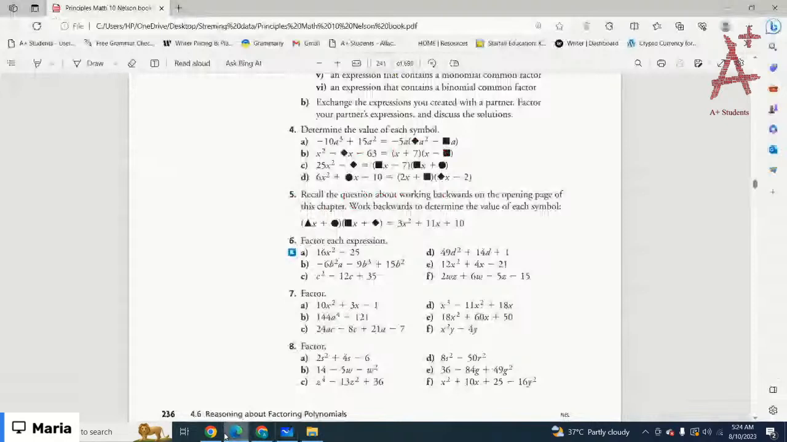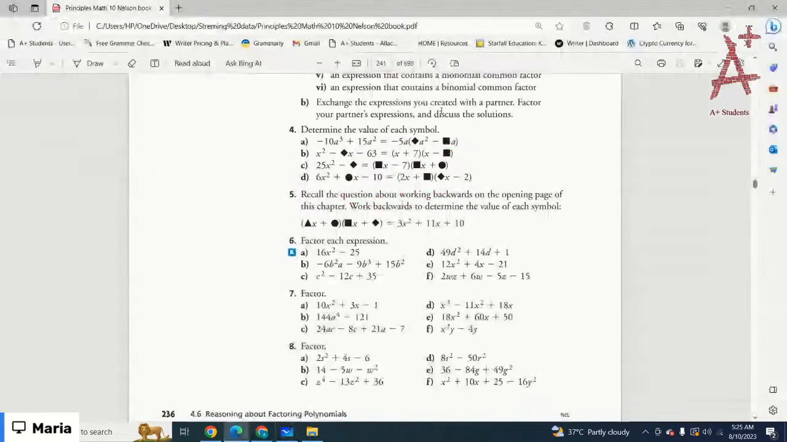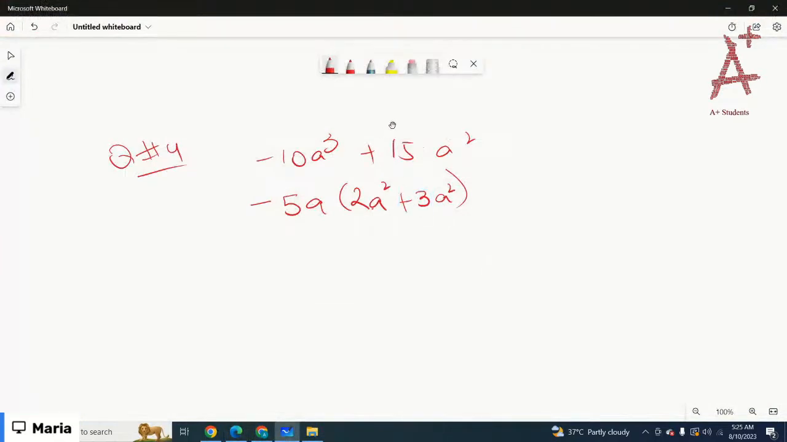you just have to take common negative 5a. When you take common negative 5a, you are left with 5 times 2 is 10, and 5 times 3 is 15. It would be 2a squared and 3. Here you have 2a squared minus 3a, right? So the missing numbers are 2 and 3.